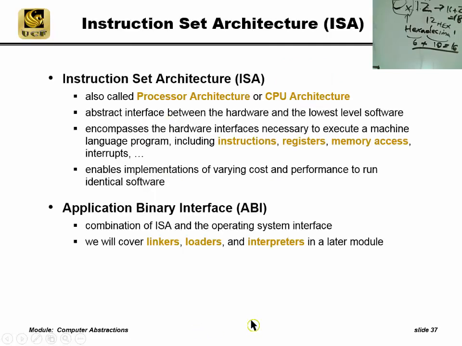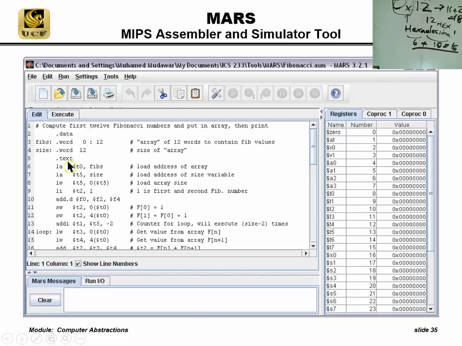So this leads to the concept of instruction set architecture. We only have a few slides left. So instruction set architecture, you should know this concept. It's also called processor architecture. This is the interface between hardware and software. And what is that? That is the set of instructions for that machine. For MIPS, we can see some instructions. Load address, load word, load immediate, add, store word. These are the instructions of the machine. That is the so-called instruction set architecture.